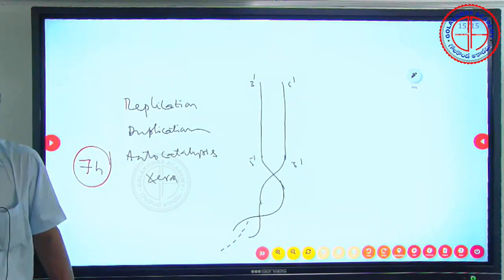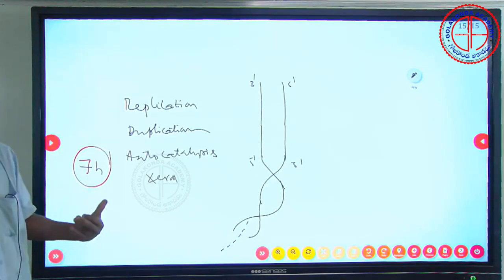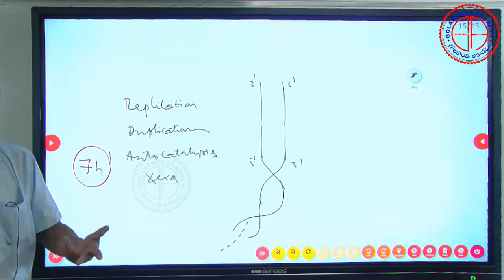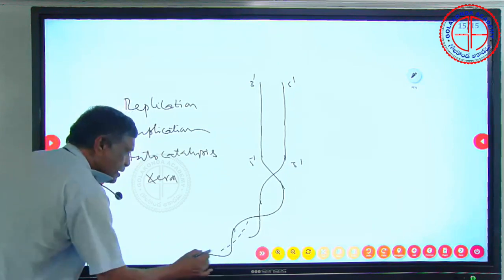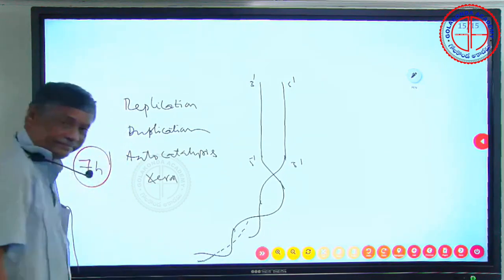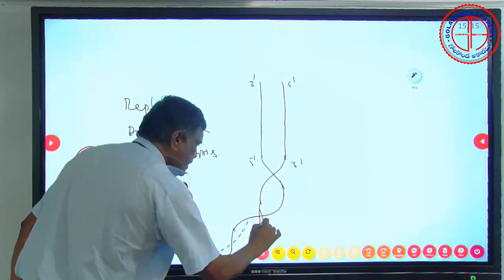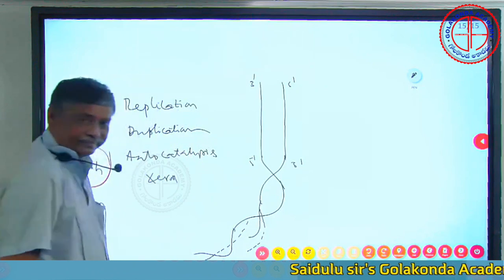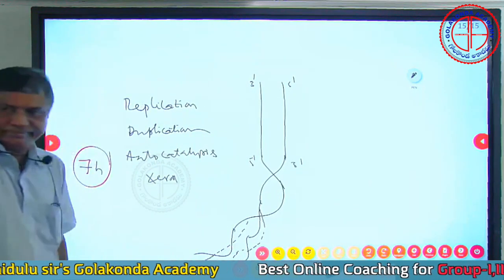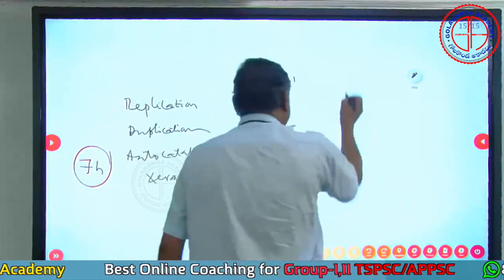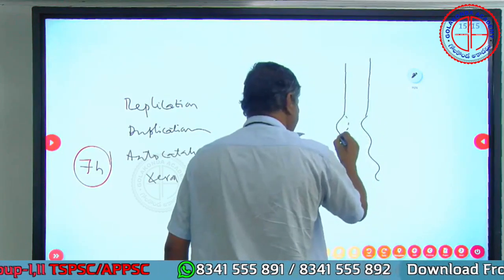ఏమో అన్నాను. In how many hours? In 7 hours, each helical of DNA is able to synthesize a new helical, and it is coiling in clockwise. And this helical also forms a new helical and coils in clockwise. Means two helicals. It is synthesizing like this.